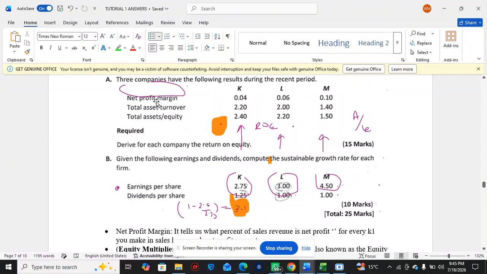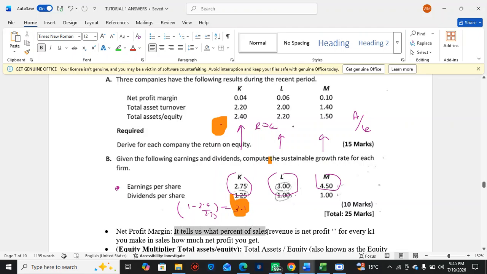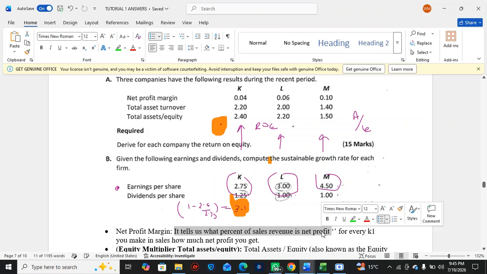Then this net profit margin, what it means, okay? It's just telling you how much net profit you keep for every one kwacha of sales, or for every 100 kwacha of sales. Net profit margin tells us what percent of sales revenue is net profit. You think of your sales revenue as a big cake. So you want to find out what slice of that cake is the net profit. That's what net profit margin is. What percent of sales revenue is net profit?